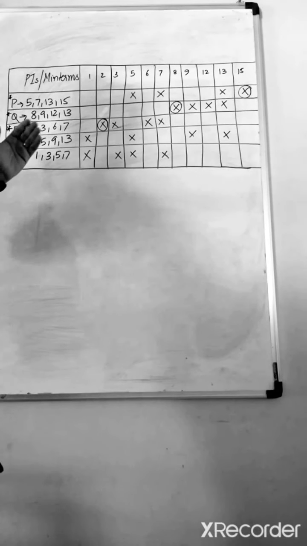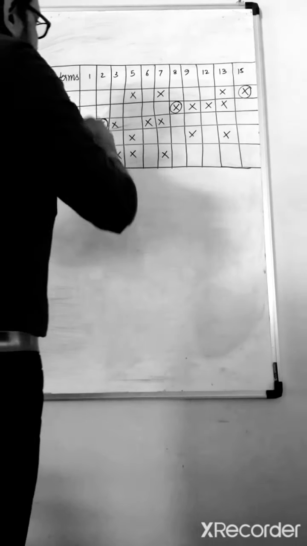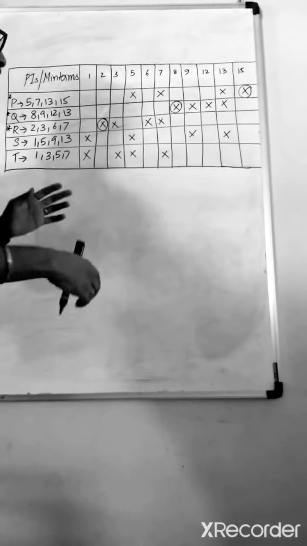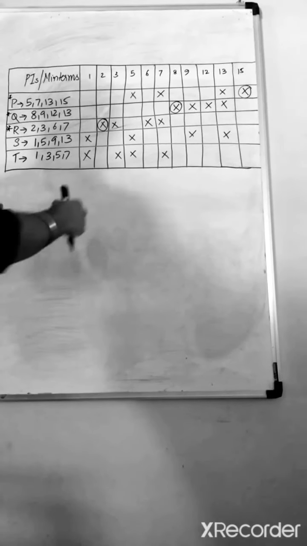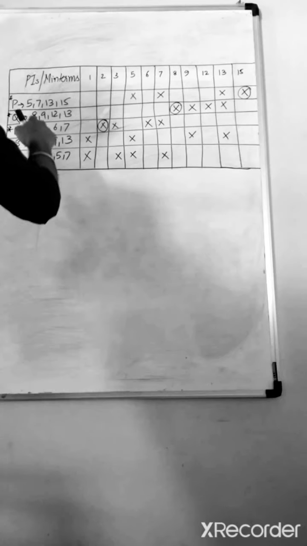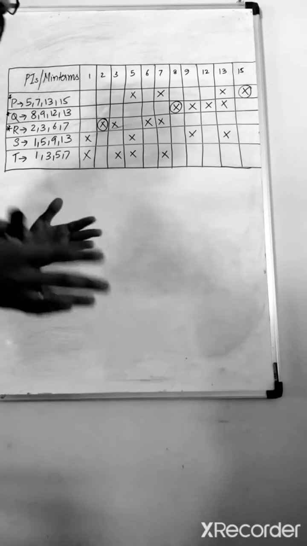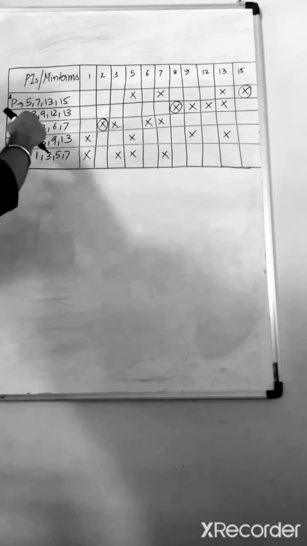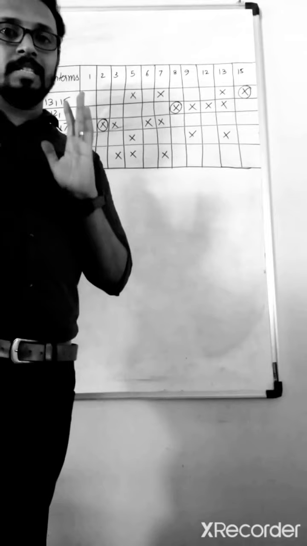Then check for other cases. When we look at these values, look at the question also. When we say P is a prime implicant, it covers 5, 7, 13 and 15. When we say Q is a prime implicant, 8, 9, 12, 13 are covered. When we say R is an essential prime implicant, 2, 3, 6, 7 are covered. Thus we got the essential prime implicants.